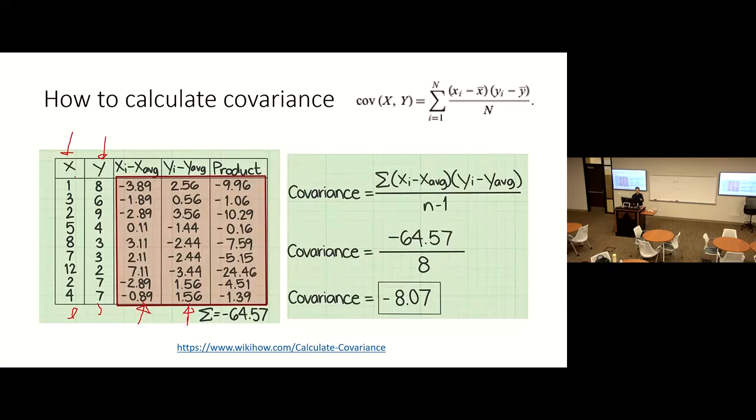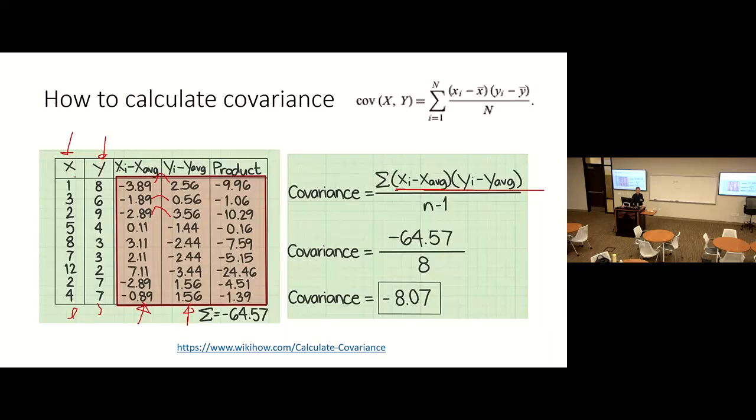Okay? Then you multiply these two differences. You multiply this with that, this with that. Okay? Then you get the equation of this. It's very similar to the variance.